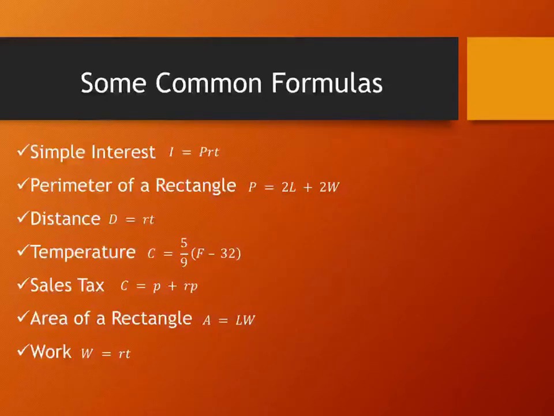Your temperature. So this is an equation that converts Fahrenheit to Celsius. And if you use it the other direction, you can convert Celsius to Fahrenheit. So we take our 5/9 times the Fahrenheit minus the 32 degrees.